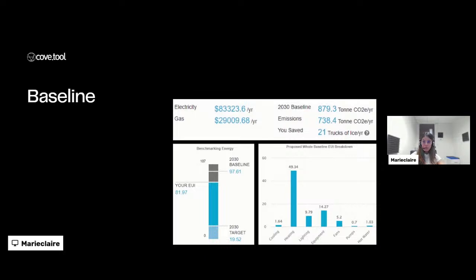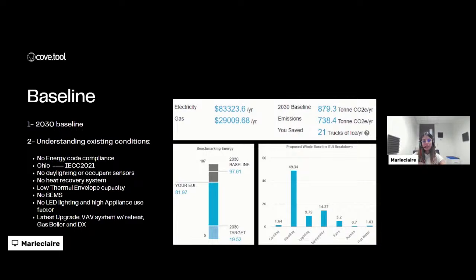So the first thing that we did, as I recommended to you for your projects, is the baseline. And like I said, this was very challenging because we needed to understand the existing conditions. We didn't have any drawing plans, so we needed to assess a lot of things on site to understand. Okay, so we don't have daylighting or occupant sensors at all. We didn't have any heat recovery system. The thermal envelope capacity was very low. There was no building energy management system in place, not even LED.